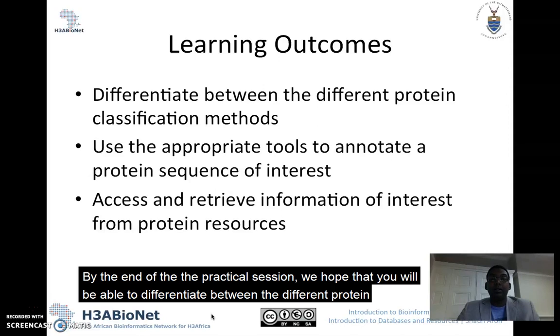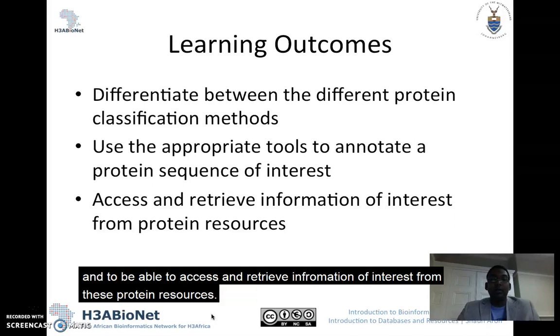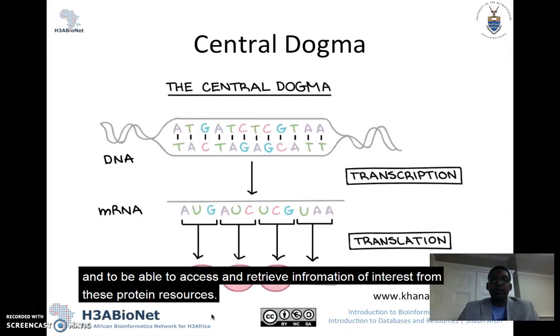By the end of the practical session, we hope that you'll be able to differentiate between the different protein classification methods, to be able to use the appropriate tools to annotate a protein sequence of interest, and to be able to access and retrieve information of interest from these protein resources.